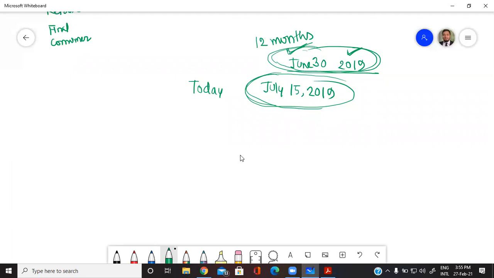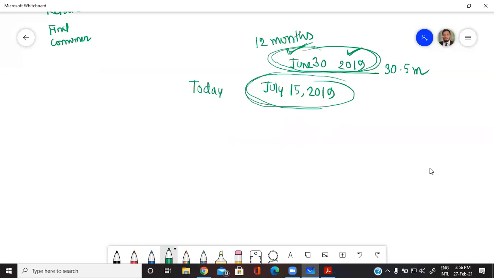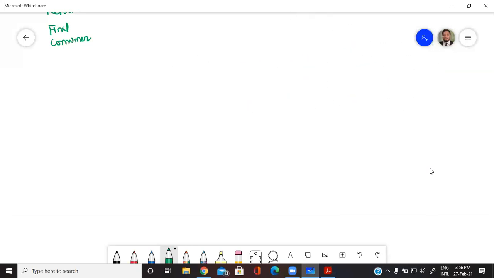Okay. So the company has reported on this date that it had turnover of 30.5 million. Now the question is, is this company supposed to take the registration under this act? Have you got the question? What is the threshold? 2.4 million. This company has reported how much turnover? 30.5 million. So this company should take the registration because it is within the 12 months and it has surplus over 2.4 million. Okay.